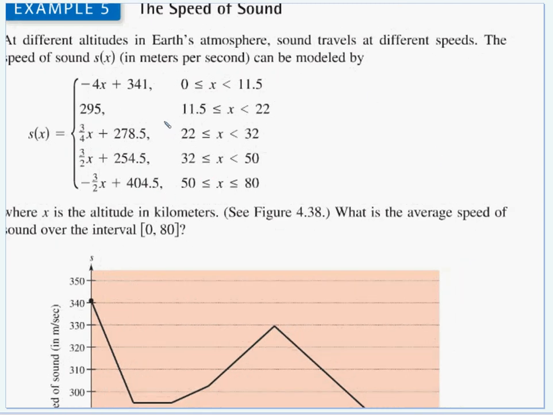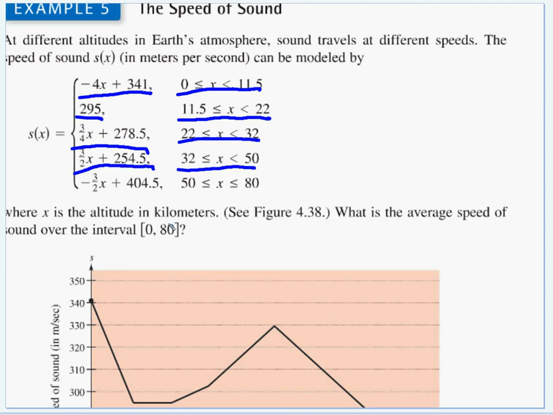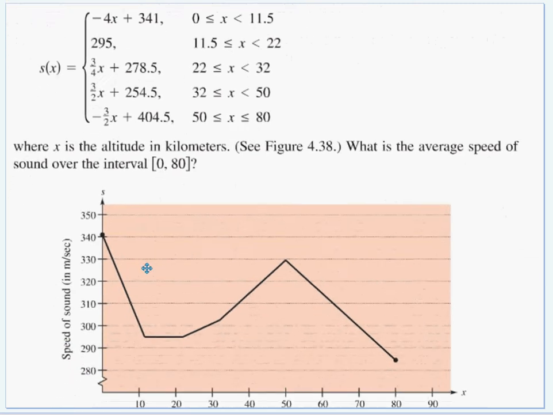So if you are on Earth up to 11.5 kilometers, this linear model works for the speed of sound. Between 11.5 and 22 kilometers of altitude, it is a constant 295. From 22 to 32 clicks up, it is linear again with this linear function. From 32 to 50, it is a different linear function. And from 50 to 80 kilometers up, we have this other linear function. Notice that's one with the negative slope there. Interesting. When you graph all those linear pieces, it looks like this.